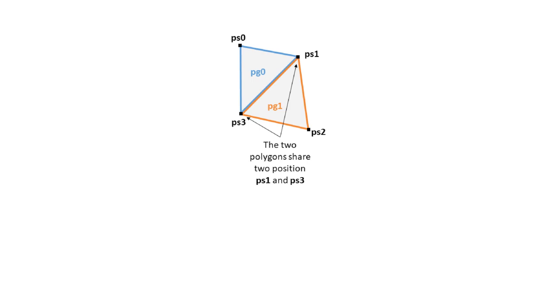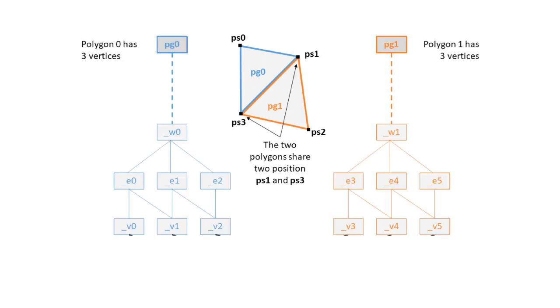Let's have a look at the topological tree. You can see that the 2 trees are more or less the same. Only the entity numbering is slightly different. You can see that each triangle has 3 edges and 3 vertices.